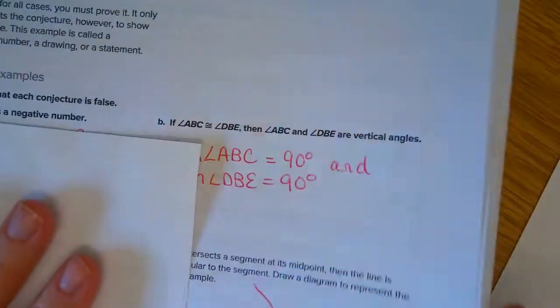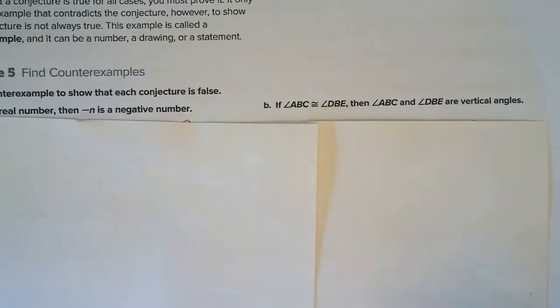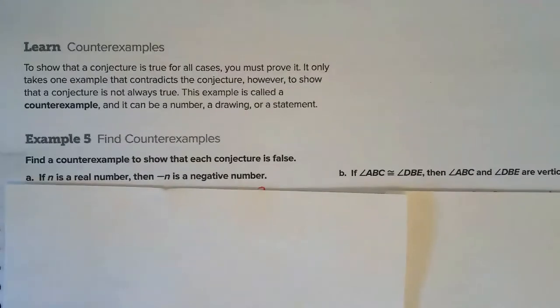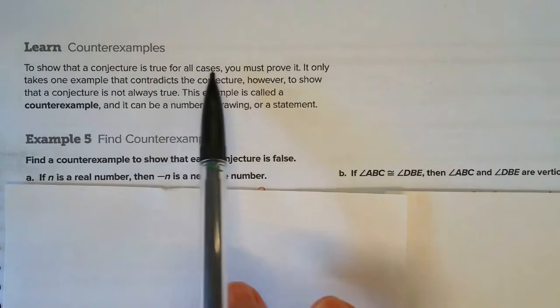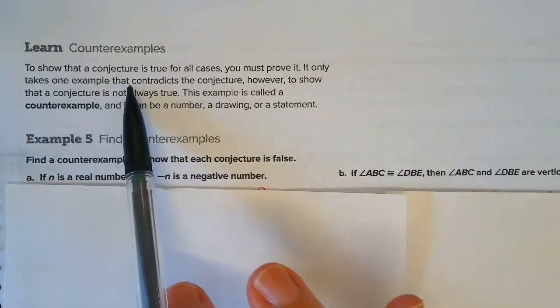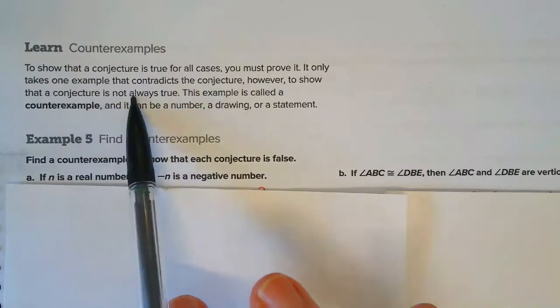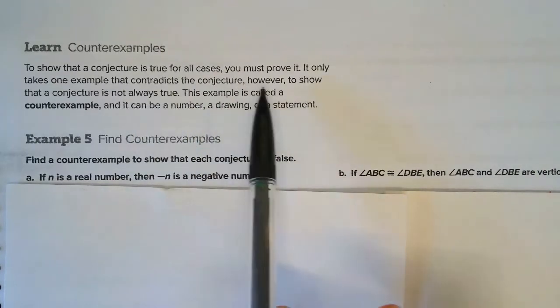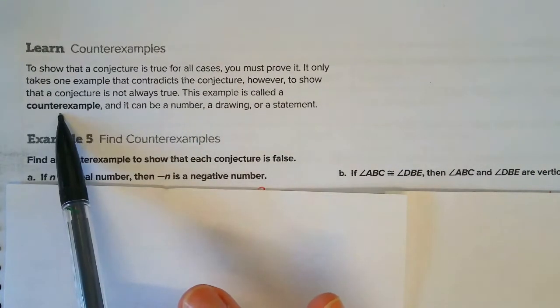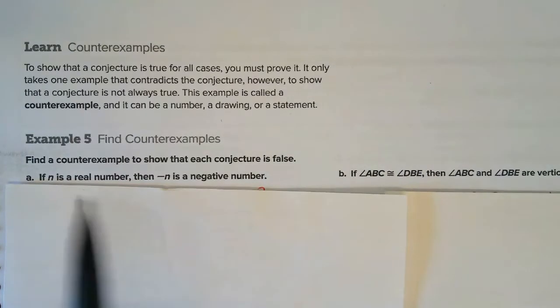Okay, so the other part of this lesson is us finding counterexamples. To show that a conjecture is true for all cases, you must prove it. However, to show that a conjecture is not always true, it only takes one example that contradicts the conjecture. This example is called a counterexample. It can be a number, a drawing, or a sentence.